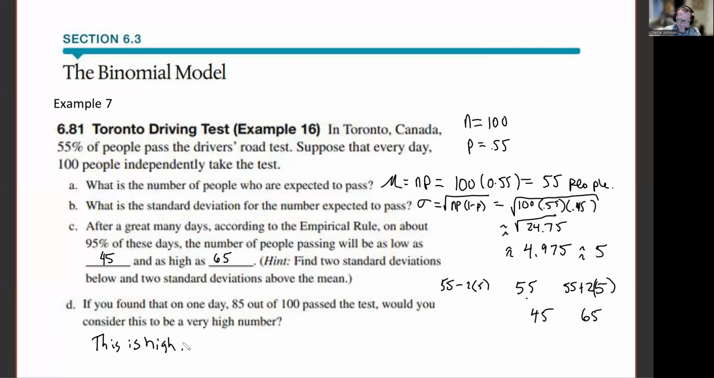This is high. It is well out of our 95% interval found in part C.